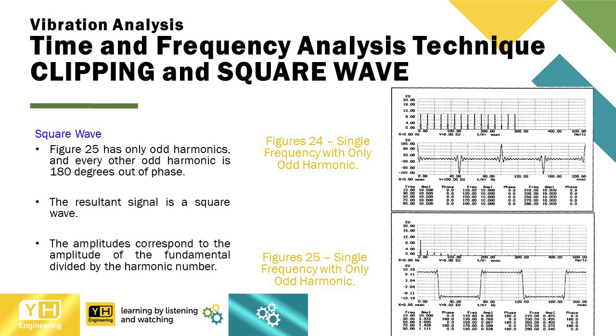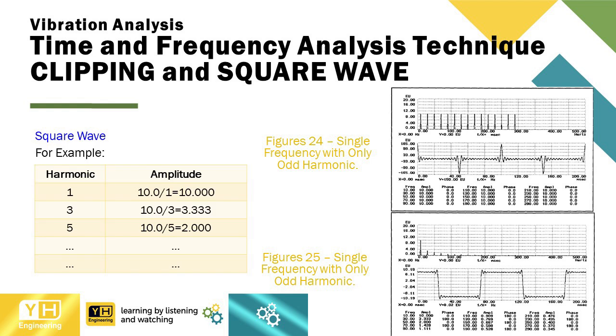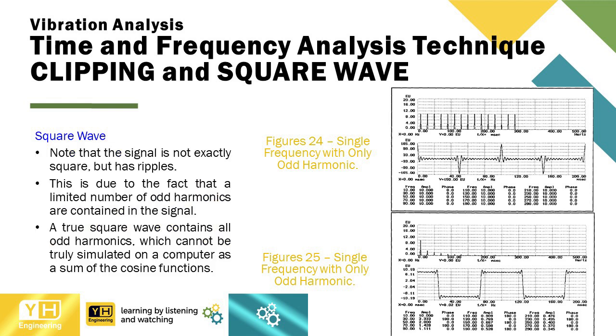The amplitudes correspond to the amplitude of the fundamental divided by the harmonic number. For example, harmonic 1 has amplitude 10 divided by 1 equals 10, harmonic 3 has amplitude 10 divided by 3 equals 3.333, harmonic 5 has amplitude 10 divided by 5 equals 2, and so on for each further harmonic number. Note that the signal is not exactly square, but has ripples. This is due to the fact that a limited number of odd harmonics are contained in the signal.